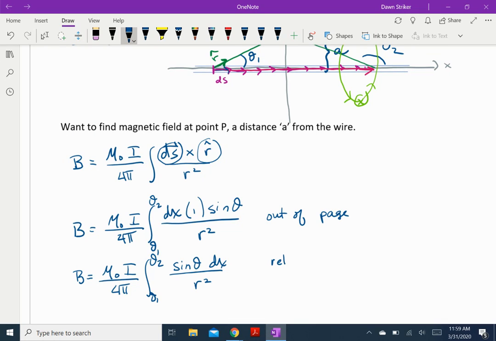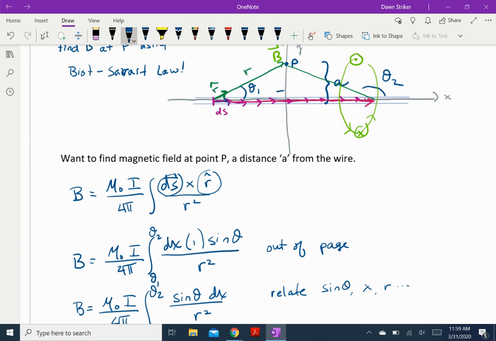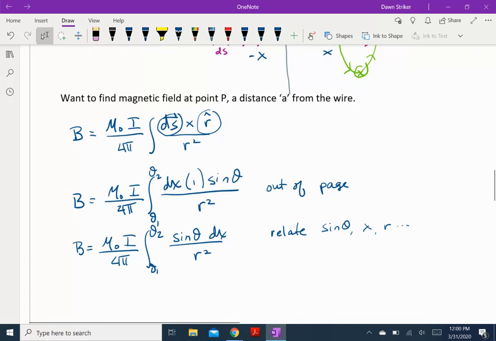So I need to relate those variables: sine of theta, x, and r. And I'm going to use trig to do that. That's going to be pretty straightforward because I've got a big old right triangle here, right? Where this vertical distance is a, here is x. And by the way, since this is on the left-hand side, I'm going to make this negative x, and this side is going to be positive x. Okay, negative x, positive x. The vertical distance is a, and my hypotenuse is r. And my theta angle is stuck right in there.